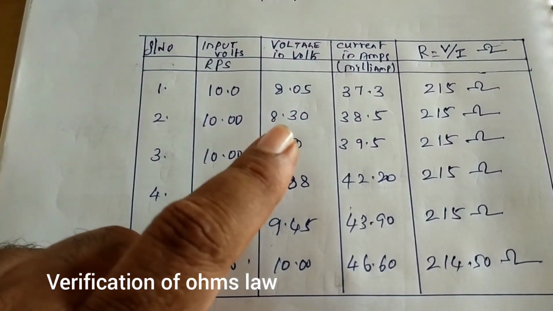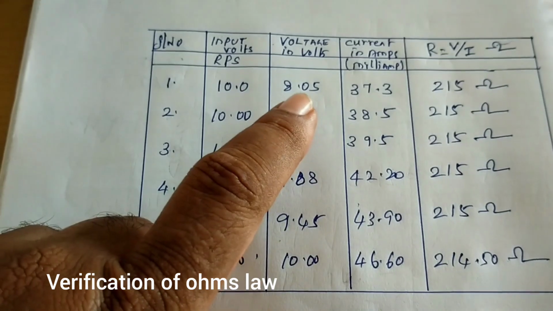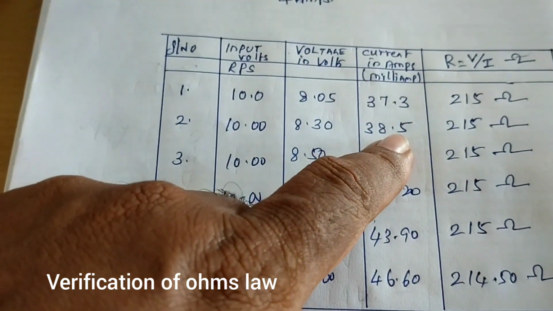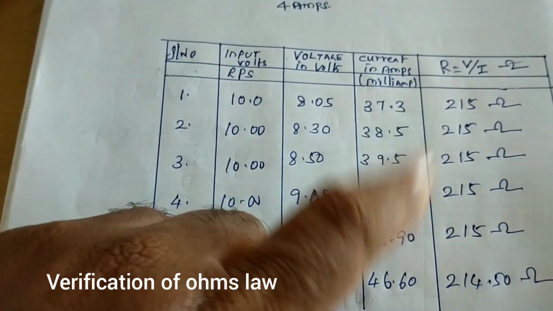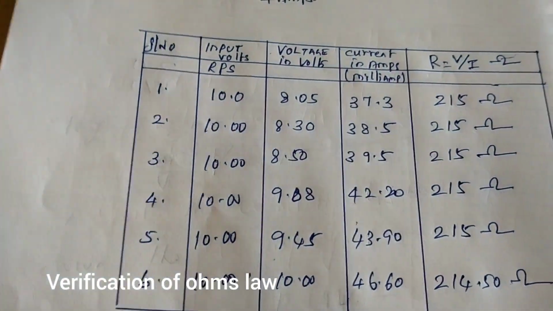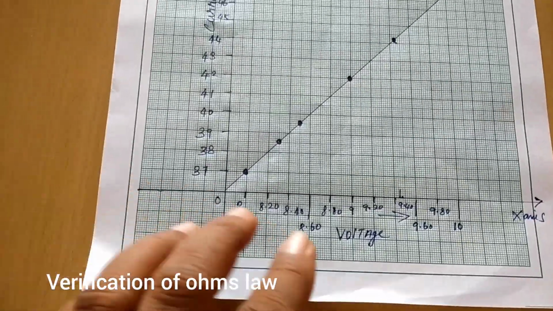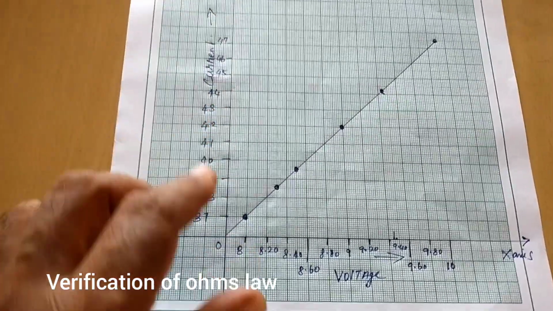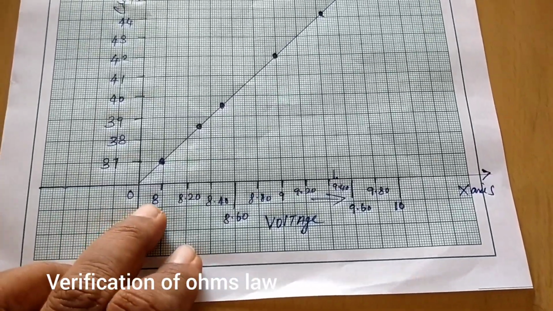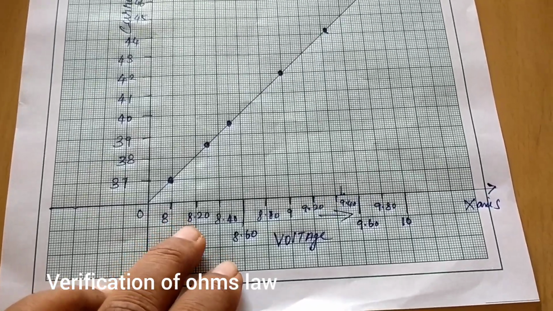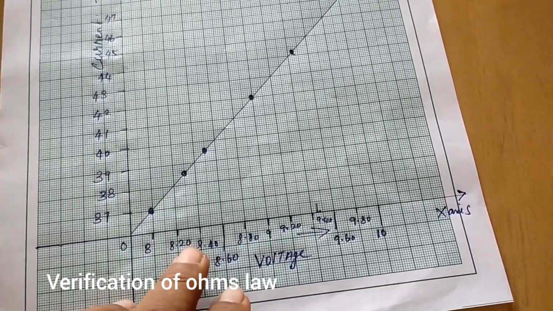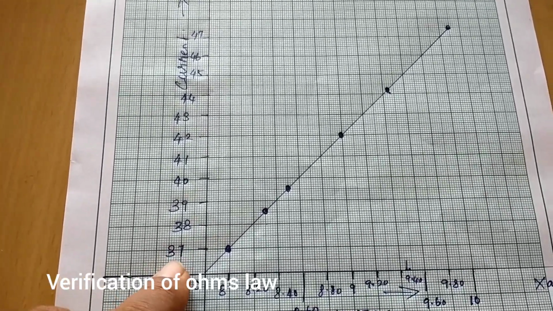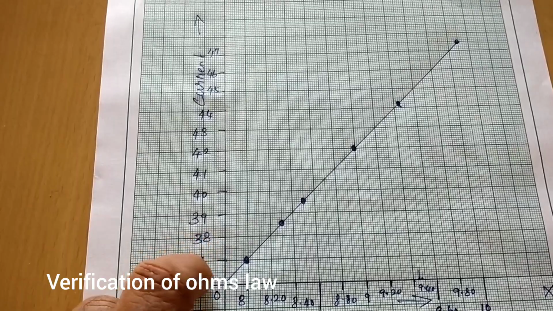Now you draw the graph for voltage on the x-axis and current on the y-axis. So this is the graph for Ohm's law, voltage versus current. You can see I have divided the x-axis into 8.20, 8.40 till 10, and the y-axis 37, 38.